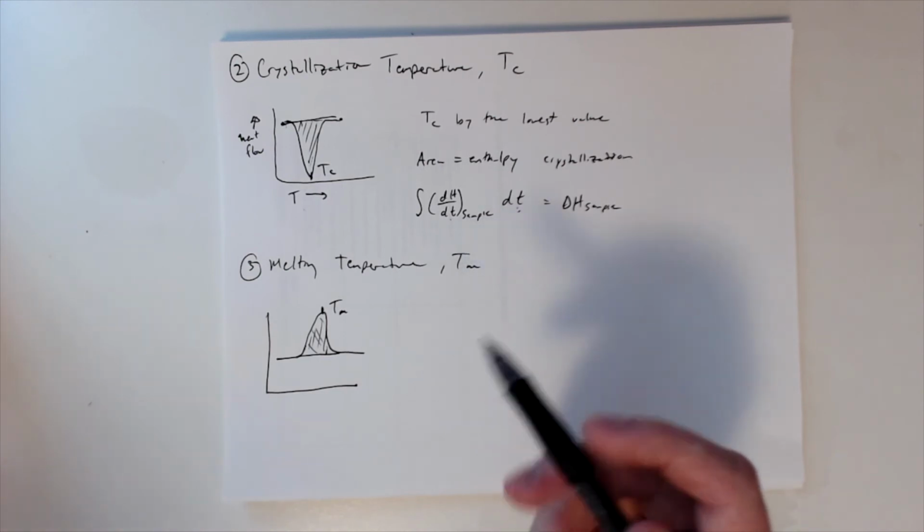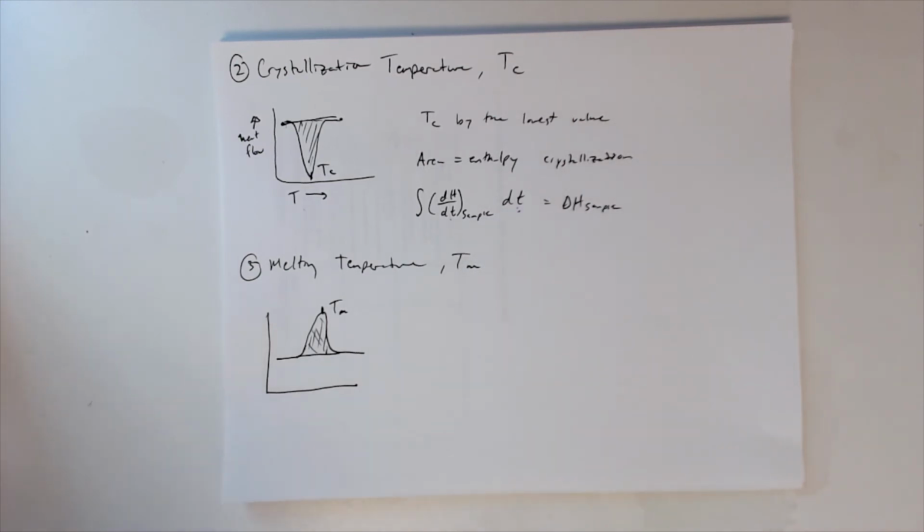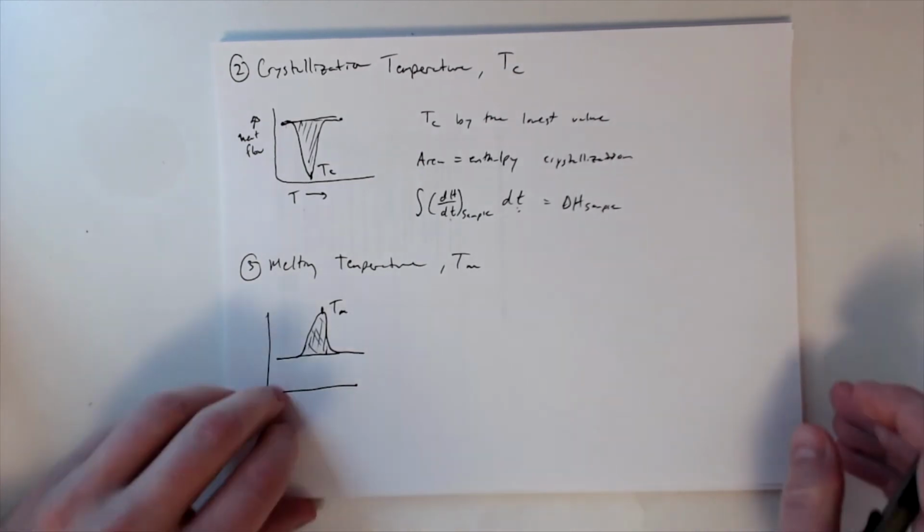Okay, so based on that, I want us to think about a couple different types of polymers and how their curves would look. So let's consider two cases. Let me start on a new piece of paper here.